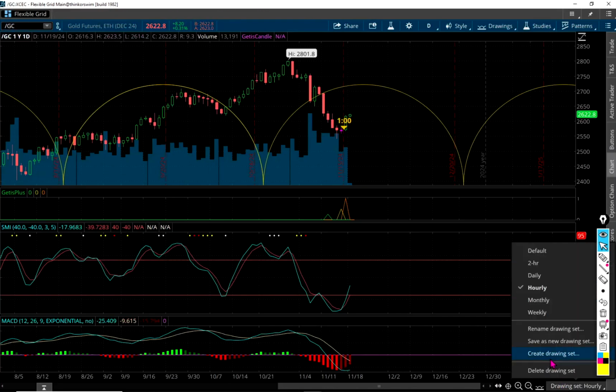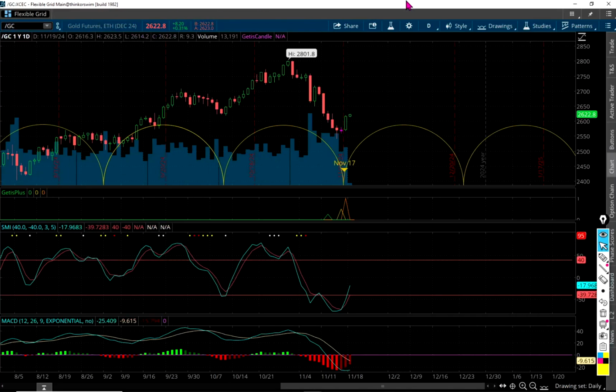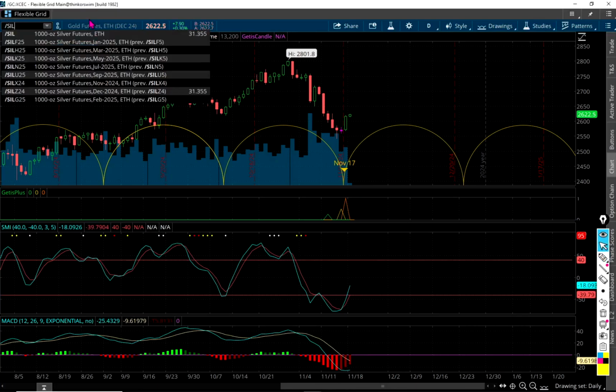Gold making a bit of a run. Trying to get going here. November 17th was the cycle low. It is trying to come out of this cycle low. Okay, so let's see what it does. It may do it. It may actually do it. Gold's been very bullish. Right now, still a little bit weak here.